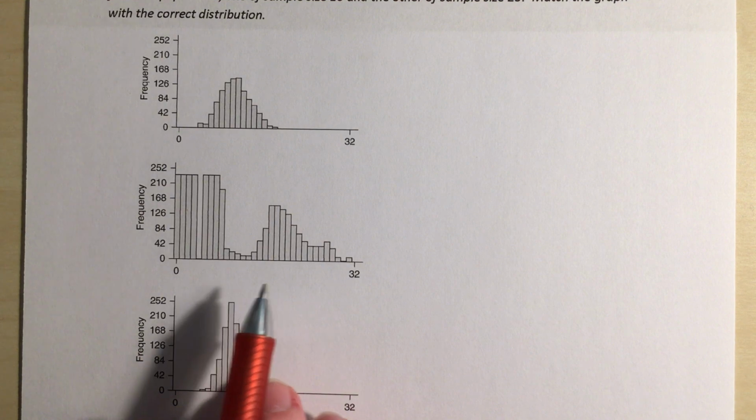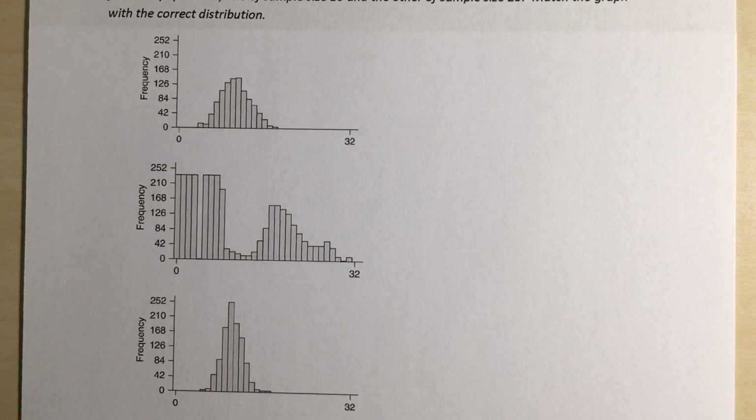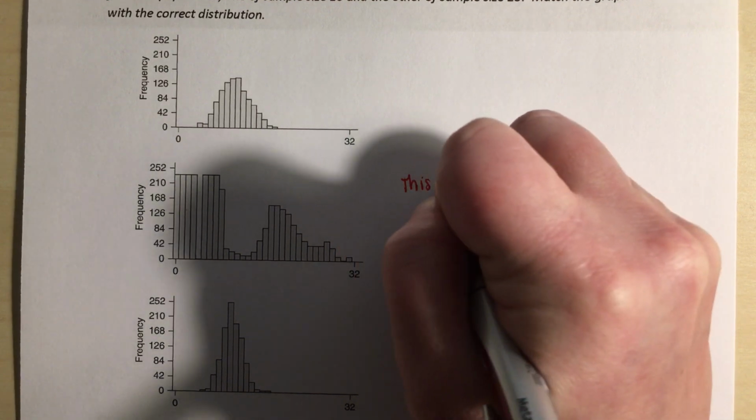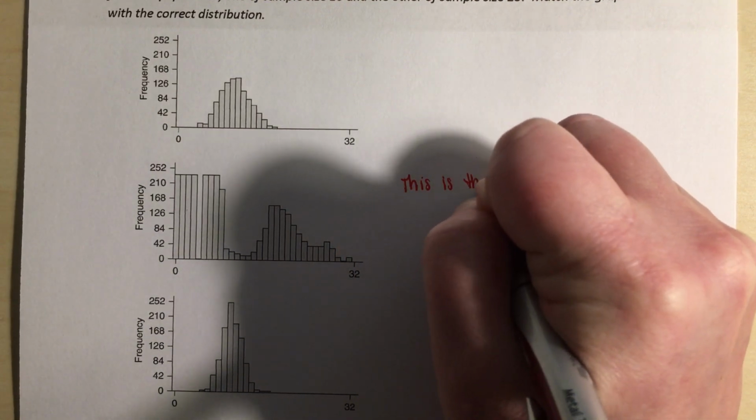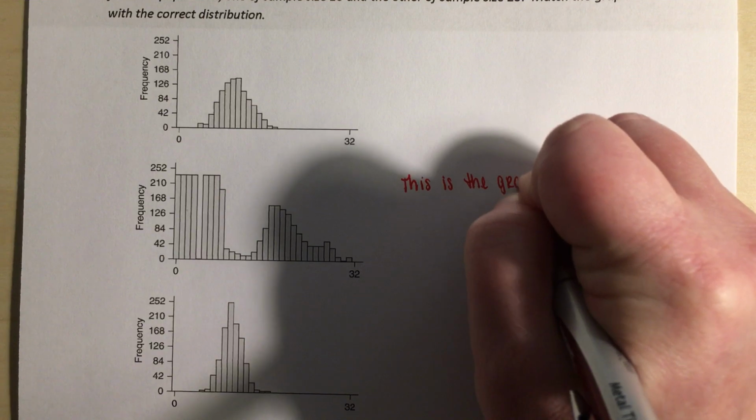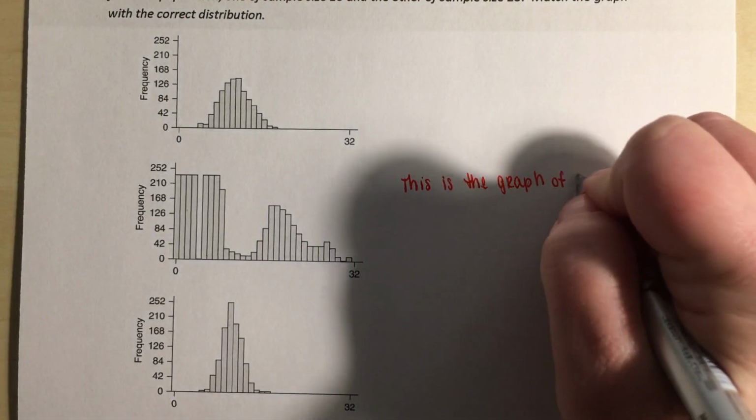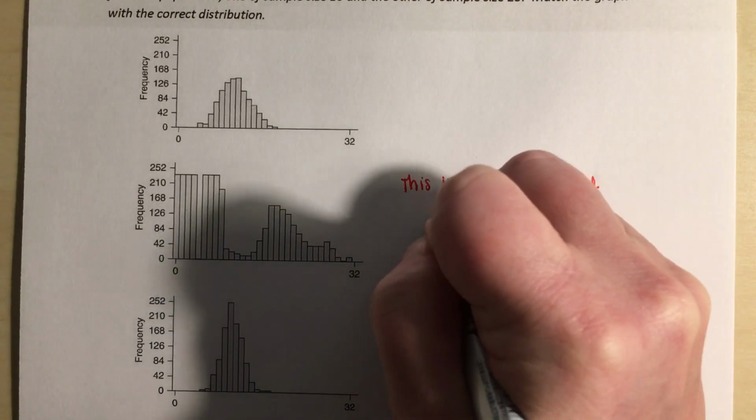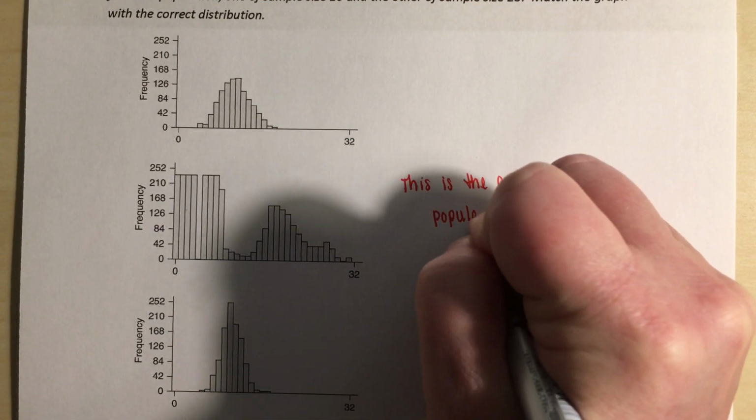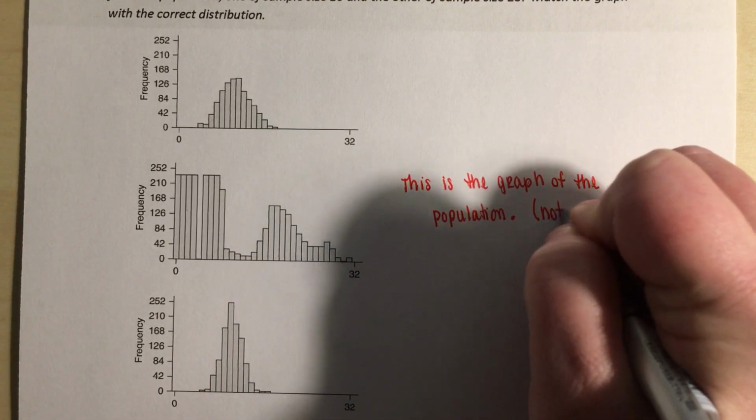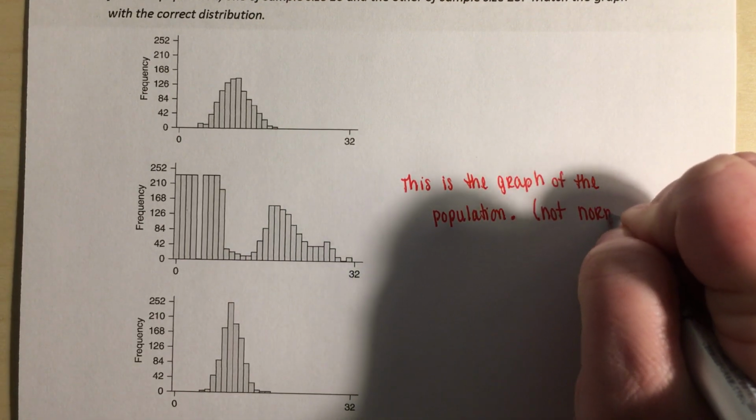What we have here is definitely not anywhere close to a normal curve. So we're going to say this is the graph of the population. Again, it is definitely not normal.